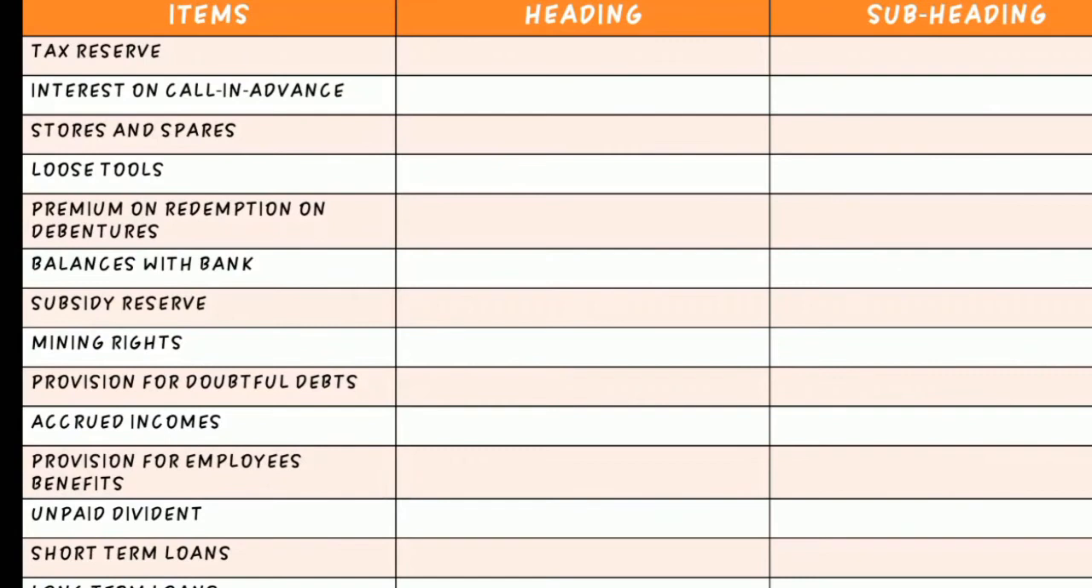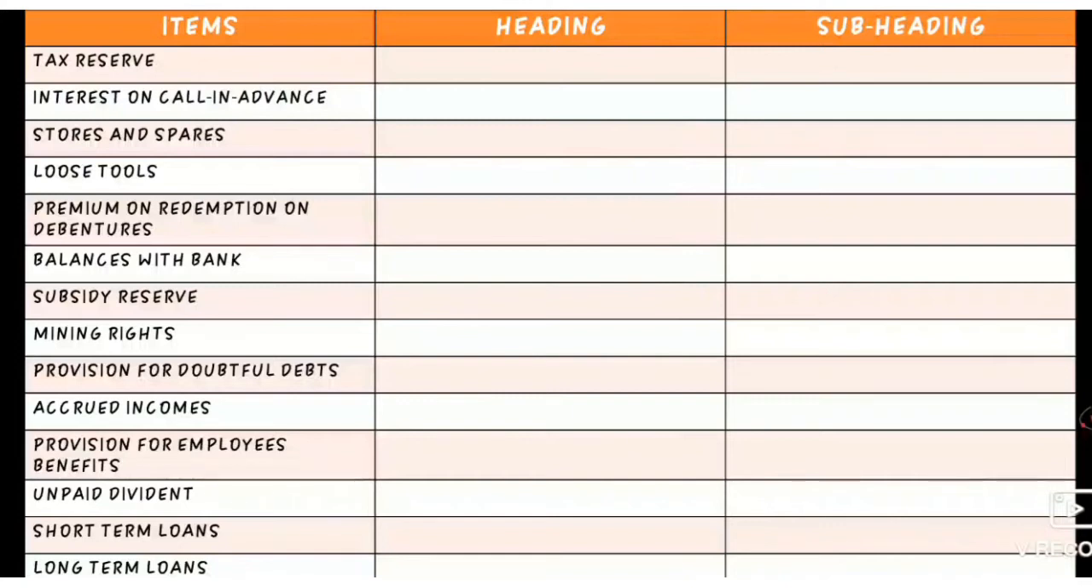Now here are some items for which you have to tell the headings and subheadings, like tax reserve, interest on call in advance, and so on. What are the heading and subheading for them? We'll start with tax reserve. All the reserves come under the subheading of reserves and surplus. Here also it is tax reserve. Reserve is written, so automatically it will go in reserves and surplus. And the heading of reserves and surplus, as we all know, is shareholders' fund. So the main heading will be shareholders' fund and the subheading will be reserves and surplus.